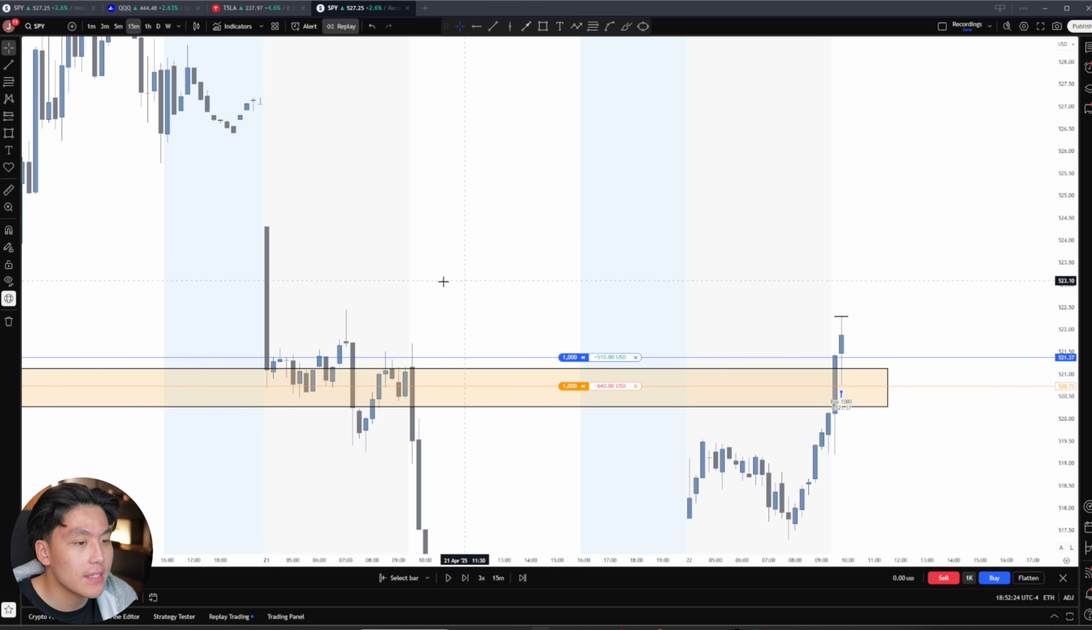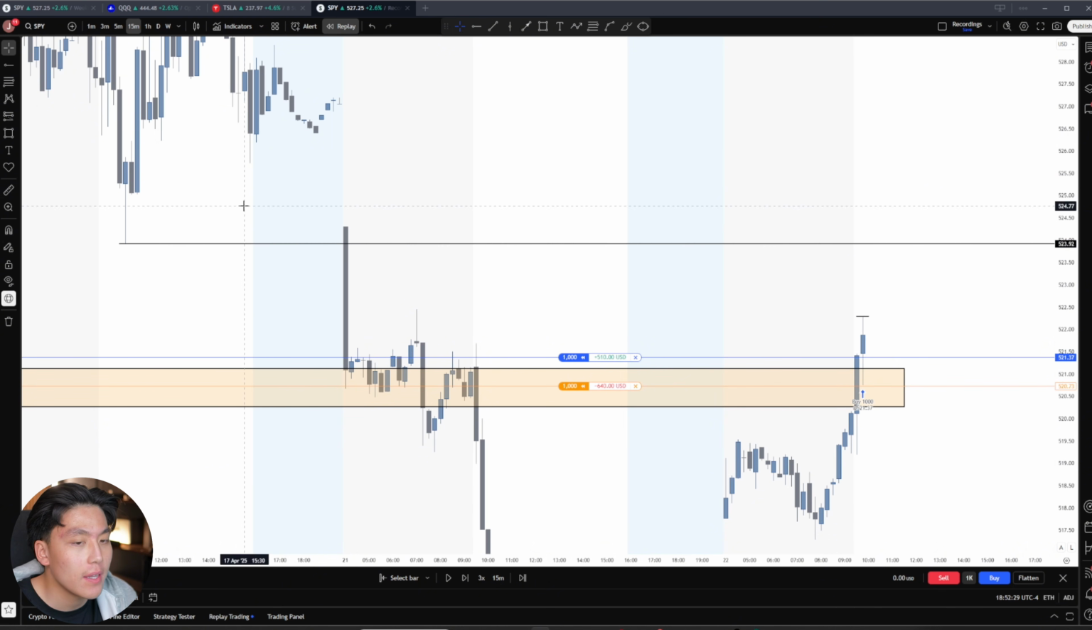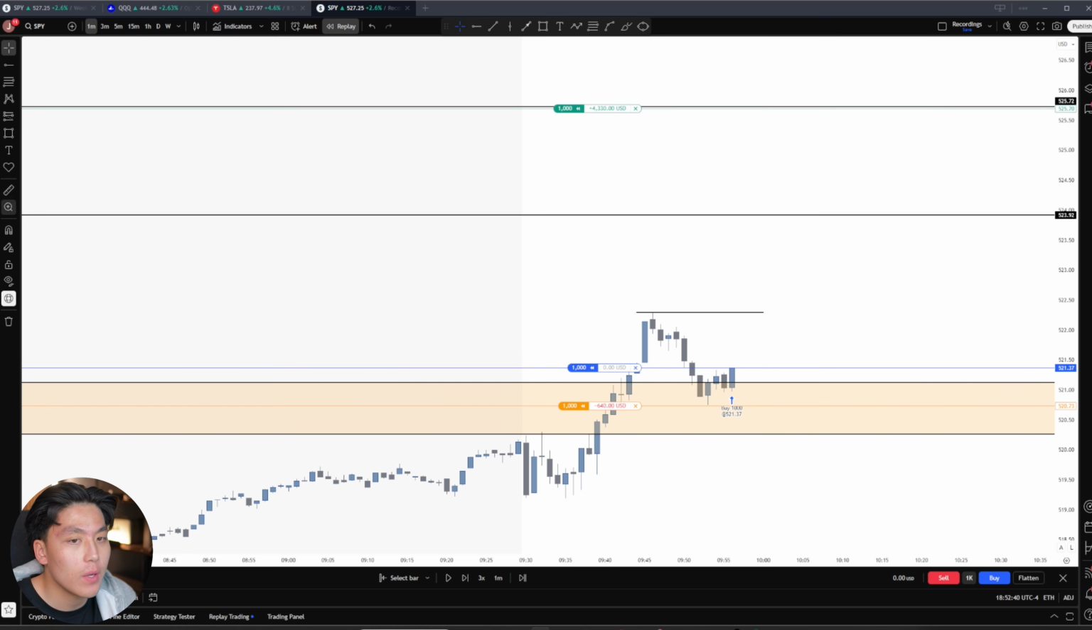In this case, the next key levels that I have for SPY are all the way back up in towards this 523 and all the way back up towards your previous close that we had on this day, which is your 525. So this is what we can be looking for. And now we can play out the tape.